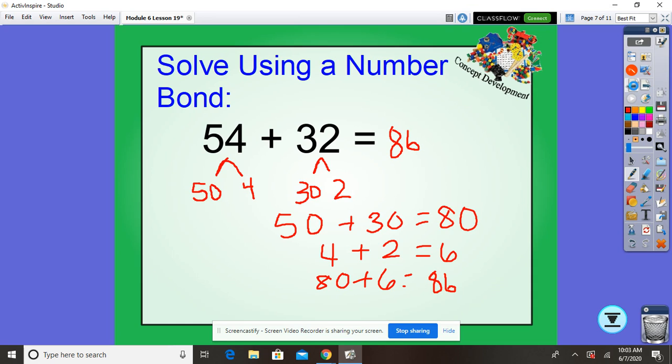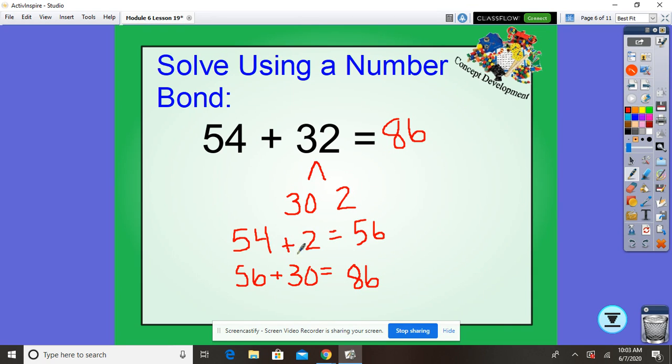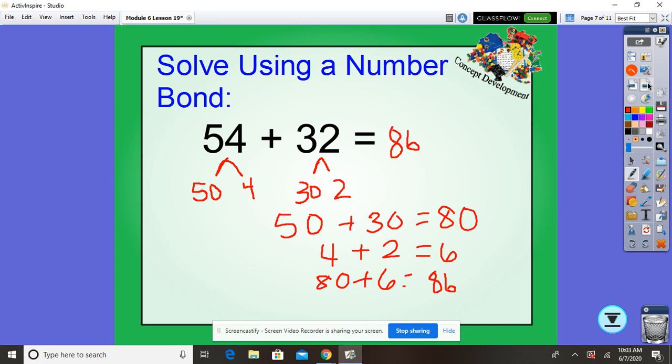So my first way of number bonding, I did under one number. And then the second time in number bonding, I put the number bond under both by adding the tens, then the ones, and then you add the tens and the ones together. This is another strategy you can do.